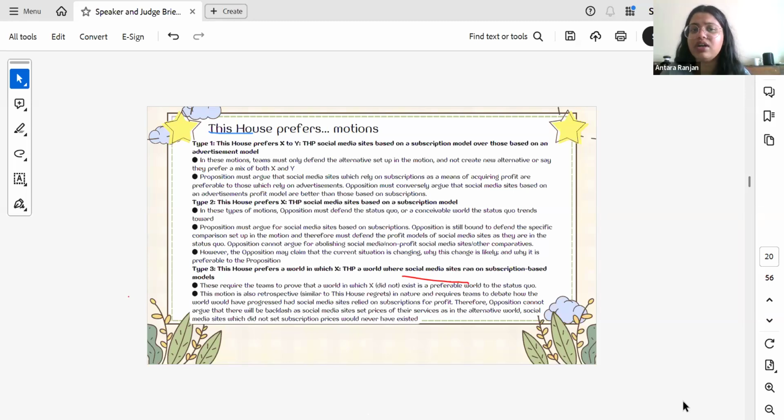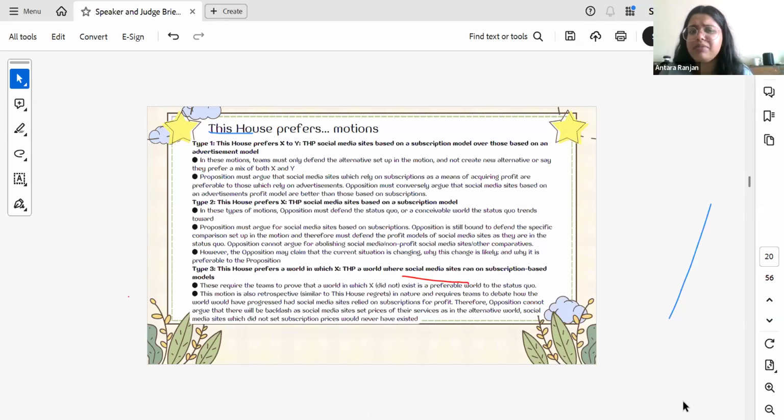The last type is this house prefers a world in which this happens, right? This house prefers a world where social media sites run on a subscription based model. What does this mean? It means that teams have to prove a world in which social media sites did not run on a subscription based model is a preferable world to the status quo. That's what we want in the alternative. What really makes type 3 different is that, like this house regrets motions, these are retrospective, right? You have to tell us how the world would have progressed or how the world would have changed had social media sites been subscription based in the first place.